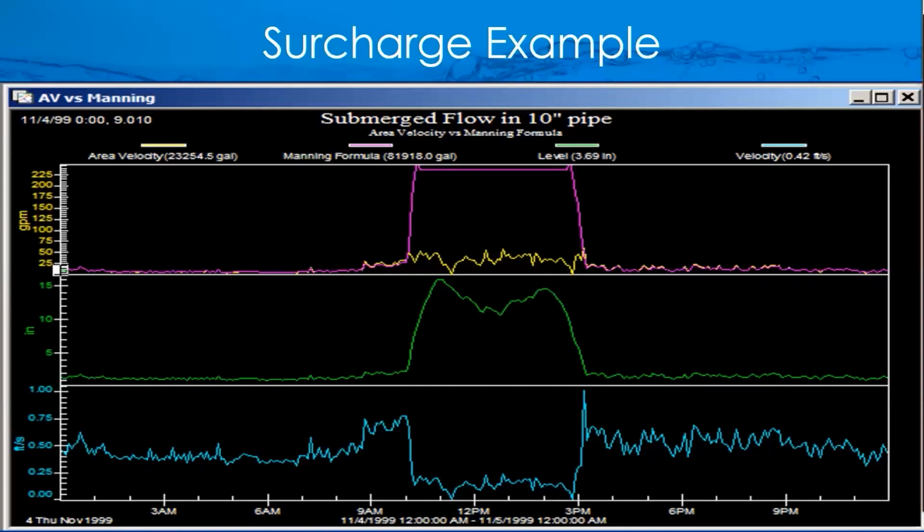Whereas with the Manning's, when the level went up to 15 inches, it's showing 225 gallons per minute for several hours. And then when the surcharge cleared, so whatever debris was downstream cleared, the velocity increased because the water started to rush out of there, the level quickly dropped, and then they started to match up again. But the key is that during that surcharge, with the Manning's formula, you run the risk of overcalculating and you have no idea what happened other than your level went up.